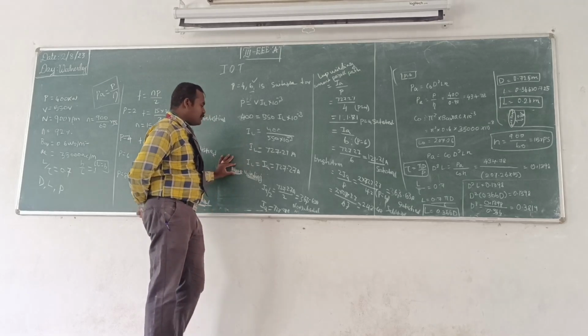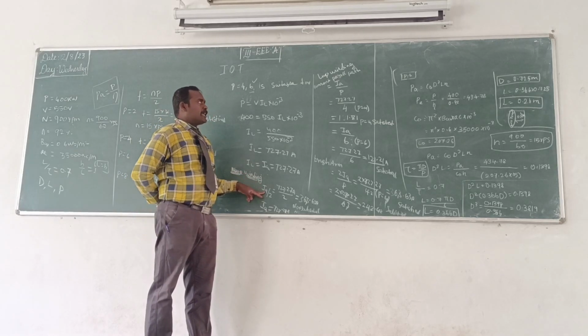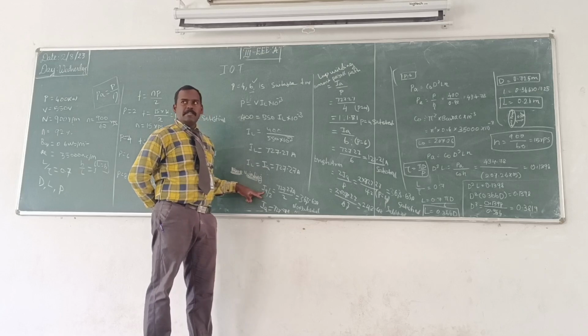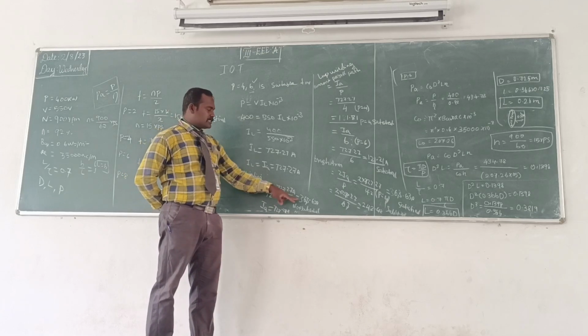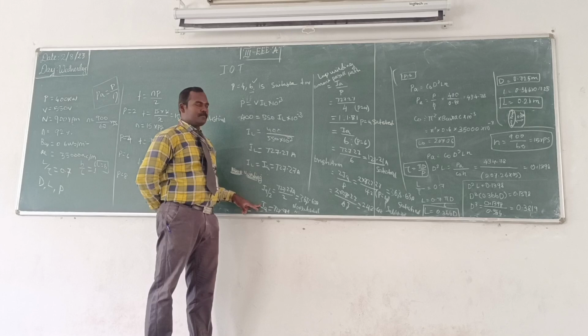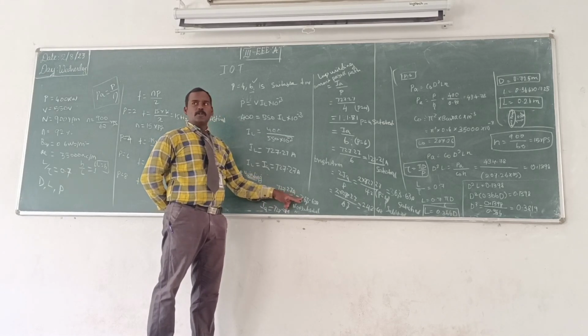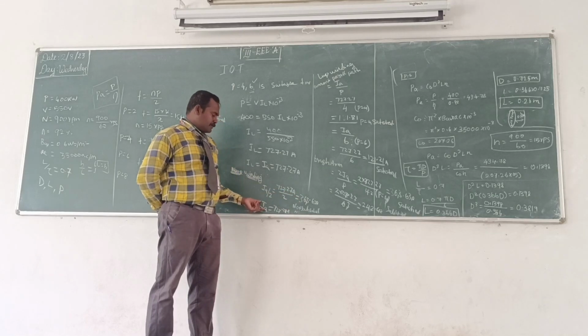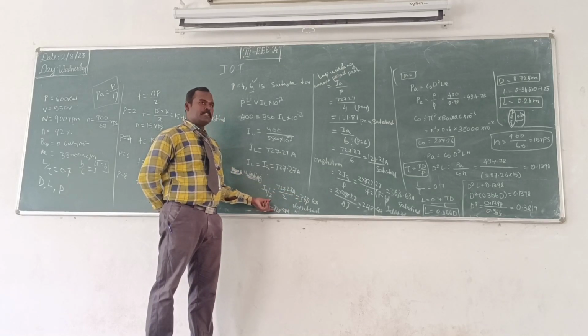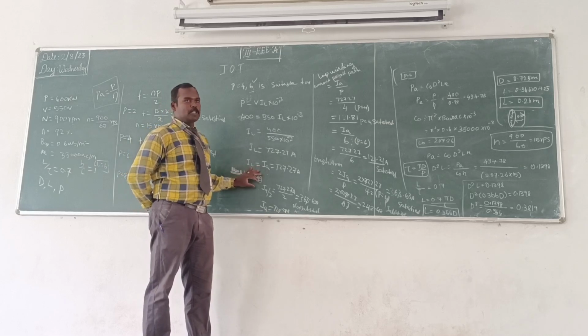Using the wave winding formula, the current in the parallel path, IA by 2, should be limited to 200 ampere. It is not satisfied. Similarly, the current in the brush arm, IA, should be limited to 400 ampere. Both conditions are not satisfied, so wave winding is not applicable for this particular machine.